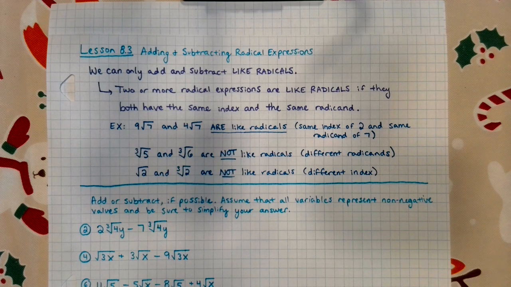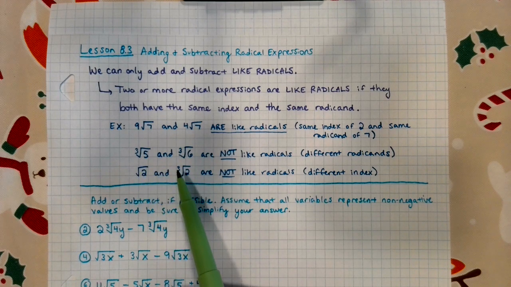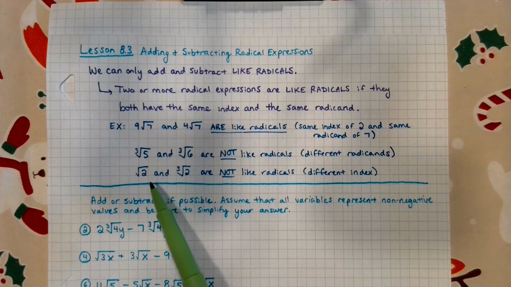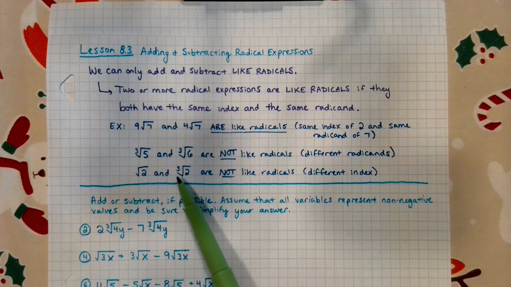The next two are examples of what are not like radicals. So for example, we have the cube root of 5 and the cube root of 6. So even though they have the same index, they have different radicands and are therefore not like radicals. Then for this last example, we have the square root of 2 and then the cube root of 2. And again, these are not like radicals. So even though they have the same radicand, they do have a different index on each of them. One is a 2 and the other one is a 3. So these are not like radicals.